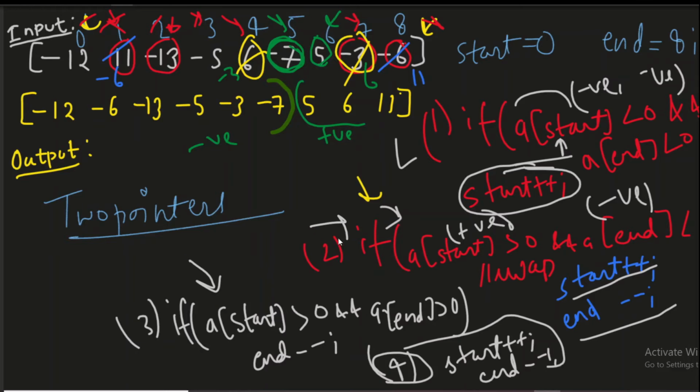If this is not met, we will come here. If both the numbers are positive, that means array at start is also positive and array at end is also a positive number. In that condition, I am doing end minus minus. Why am I doing end minus minus? Just because I want positive numbers towards the right hand side. So a positive number is already placed at the right hand side. So we'll simply decrement its pointer towards the other element.